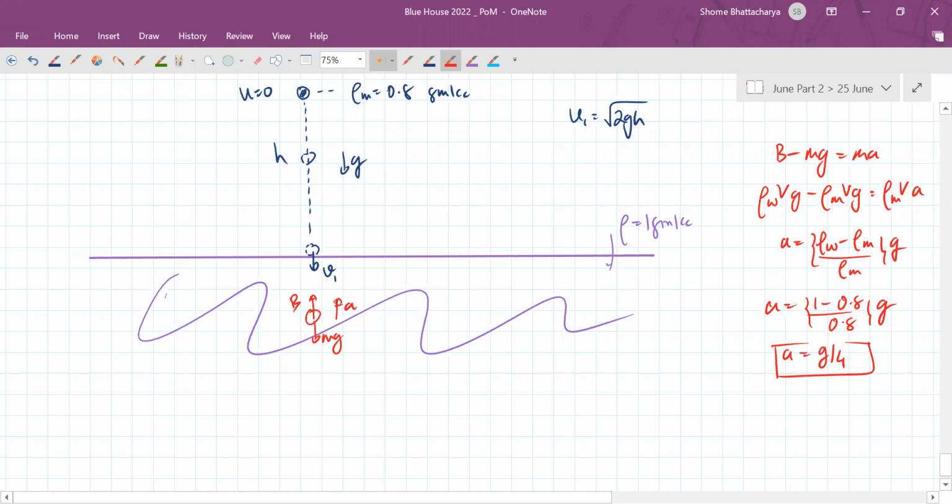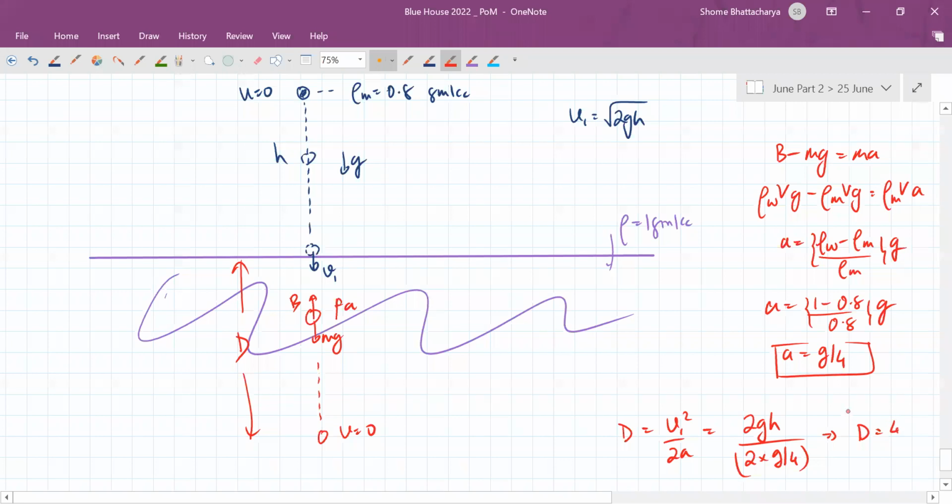So now, wherever it goes to the maximum depth, its velocity will become 0. So that depth is d, let's say. So d will be v1 square by 2a. So it will be 2gh by 2 into g by 4. So this depth will become 4h. So this is exercise 1, question 23.